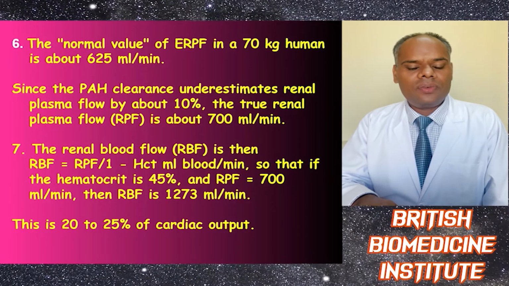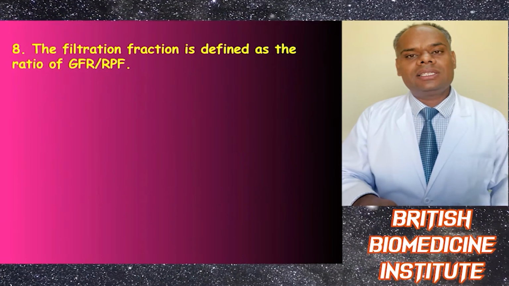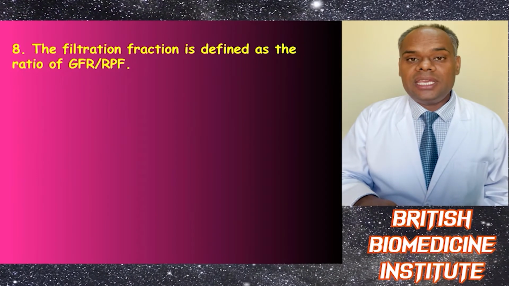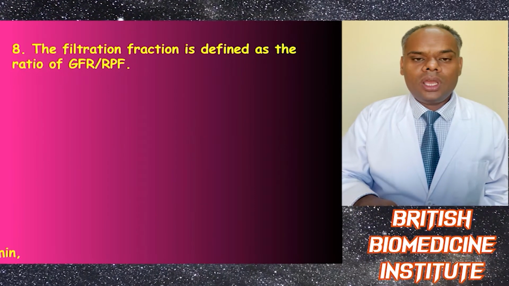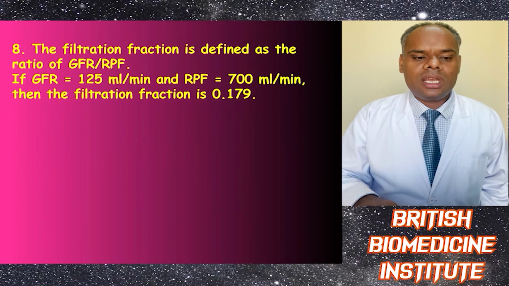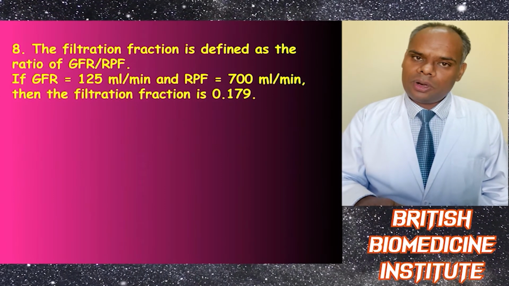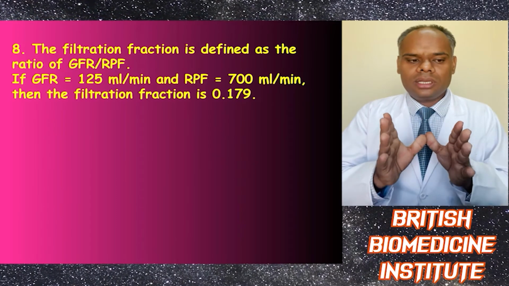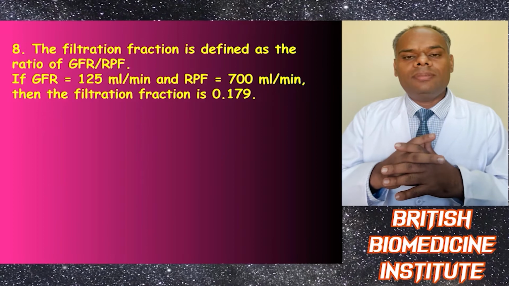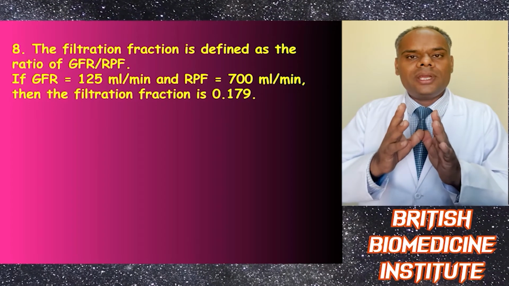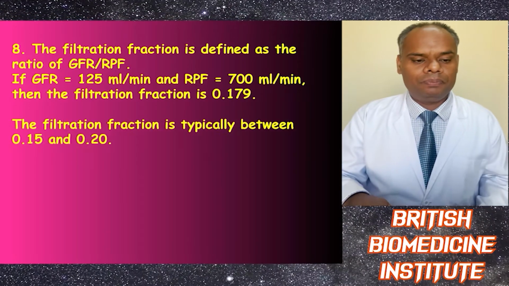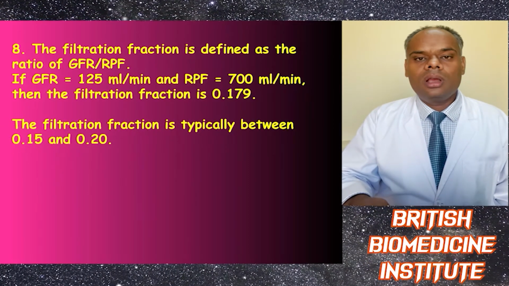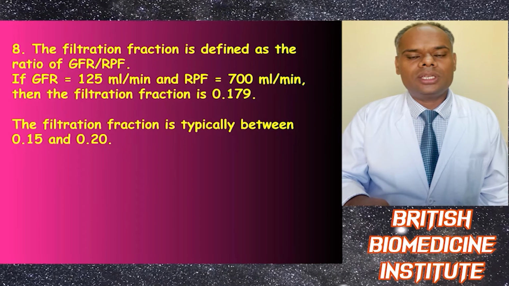The filtration fraction is defined as the ratio of GFR divided by RPF. Suppose GFR is 125 ml per minute and RPF is about 700 ml per minute, then the filtration fraction will be 0.179. The filtration fraction is typically between 0.15 and 0.20.